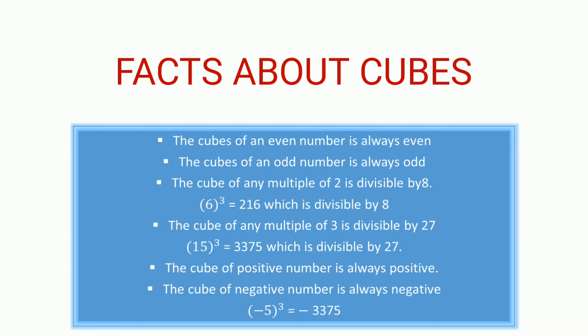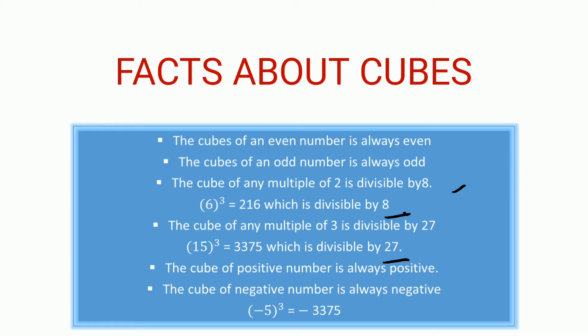The cube of any multiple of 2 is divisible by 8. Look here, like 6 cube is equal to 216, which is divisible by 8, and 6 is a multiple of 2. Similarly, the cube of any multiple of 3 is divisible by 27, like 15 cube is equal to 3375, which is divisible by 27, and 15 is a multiple of 3.